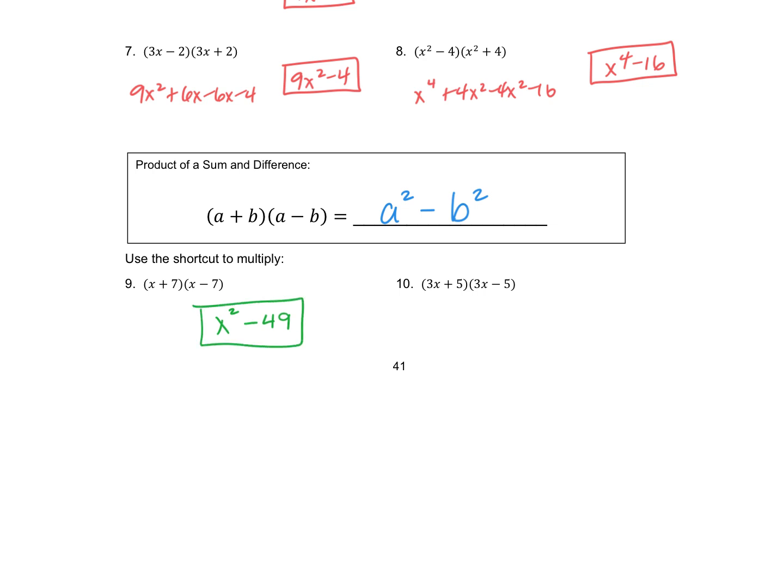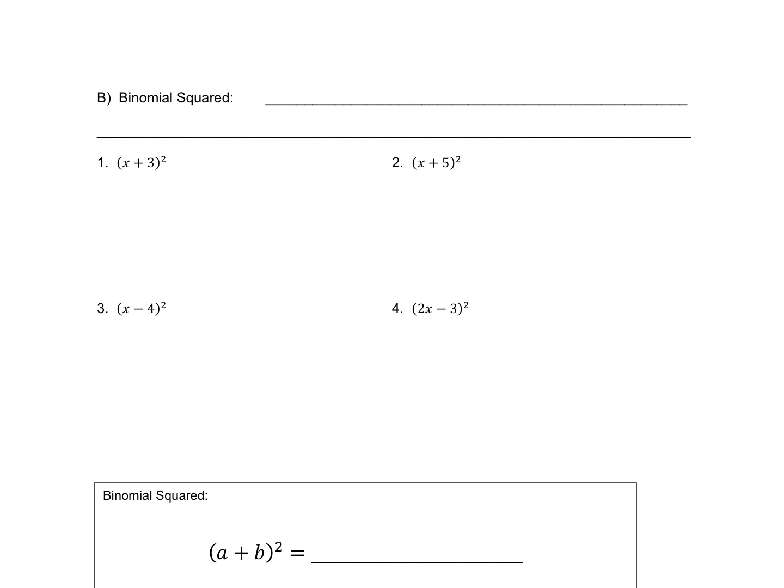What's 3x times 3x? 9x squared minus, and then 5 times 5, 25. So again, if you see the shortcut, it makes it a little easier. You can do this really fast. If you don't and you FOIL it out, it's no big deal. It's not wrong.